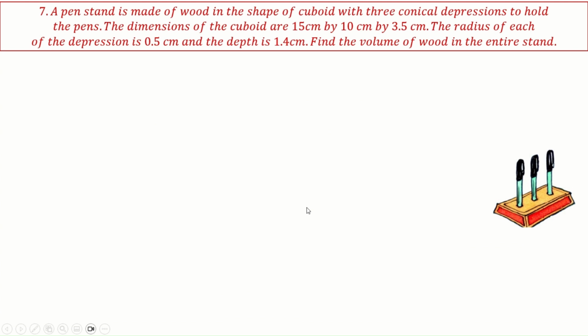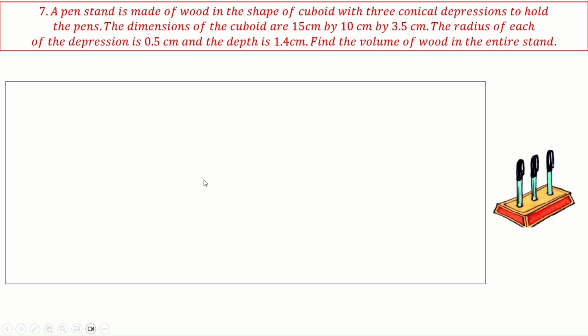A pen stand is made of wood in the shape of a cuboid, with three conical depressions to hold the pens, like this. The dimensions of the cuboid are given here. The radius of each depression is 0.5 centimeters and the depth, which is the height of the conical depression, is 1.4 centimeters. Find the volume of wood in the entire stand.